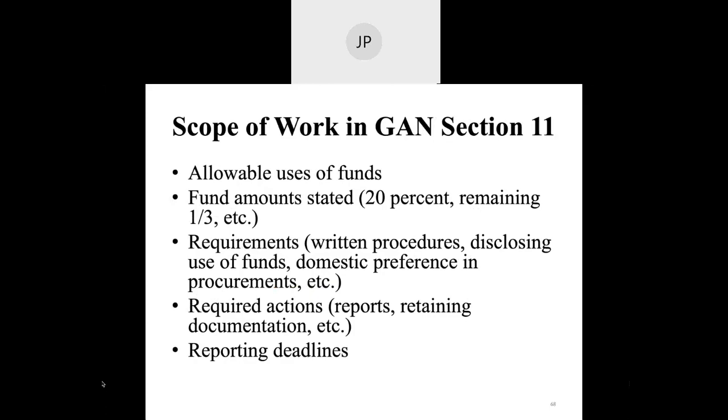The scope of work is now Section 11 of the subaward, and it spans 5 pages and includes details on the allowable uses of funds, specifically the 20% of funds that must be used for learning loss, also program requirements, required actions, and deadlines for reporting and other deadlines.